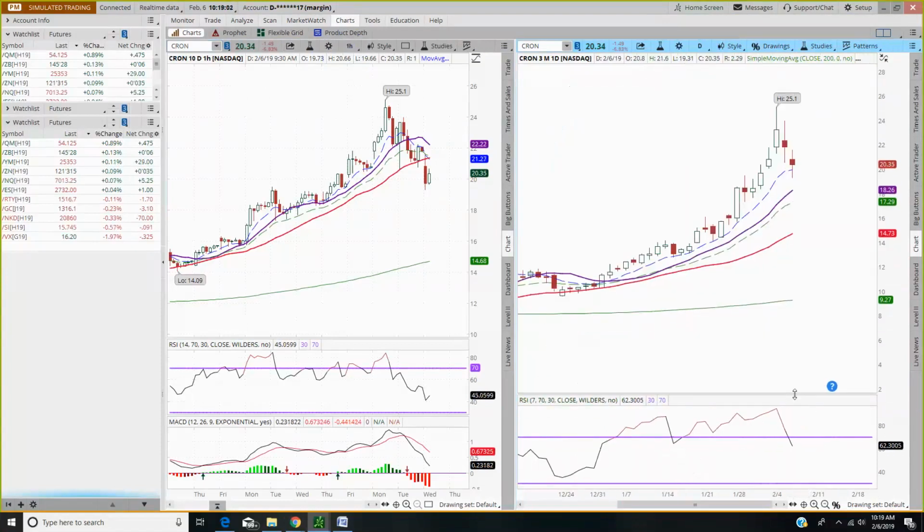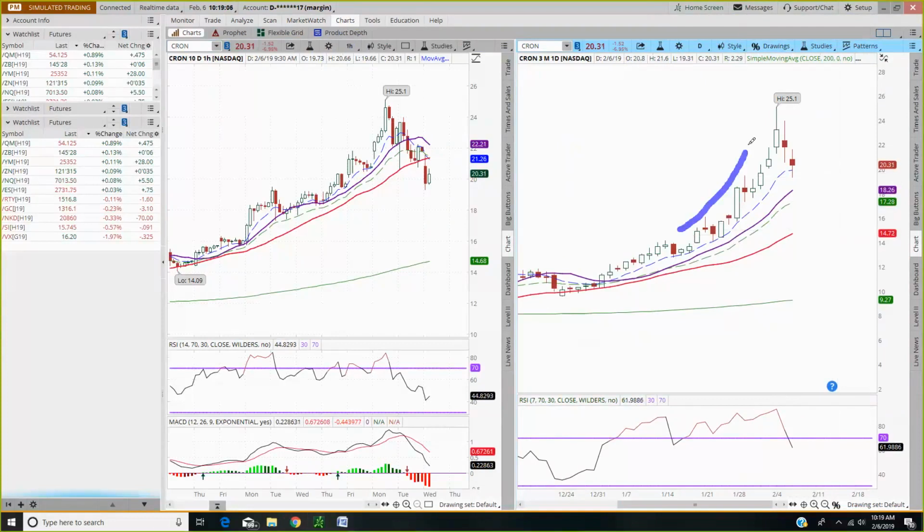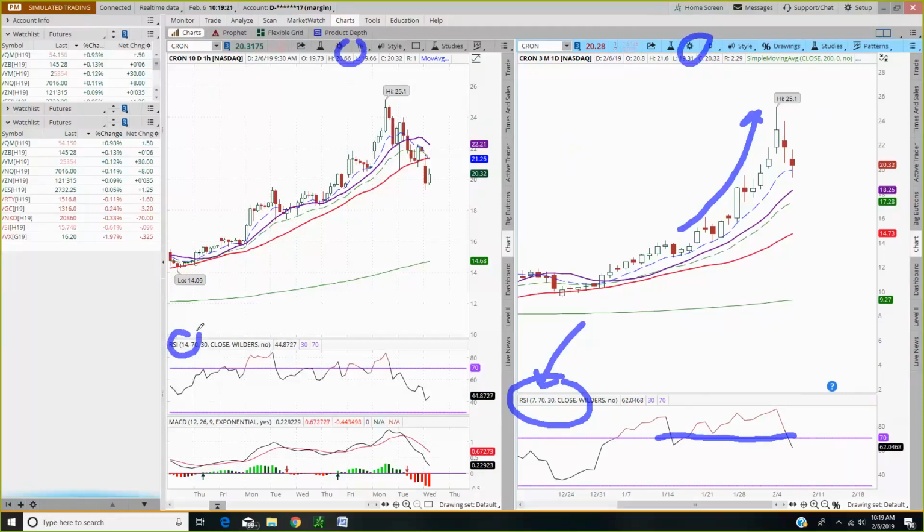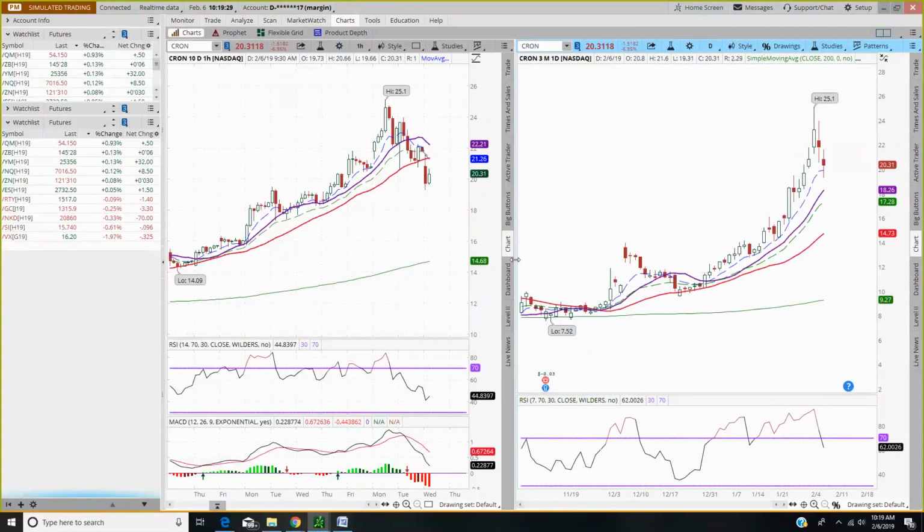One of the things that I do on the daily chart is I see that this is going to a higher high. Okay, it's extended to the upside. Also, what I'm looking for is the RSI. Now I have 7 days on the daily. On the hourly, I have 14 days. That's just what I like.